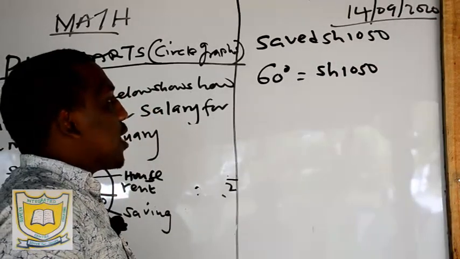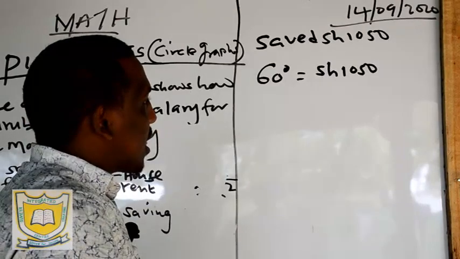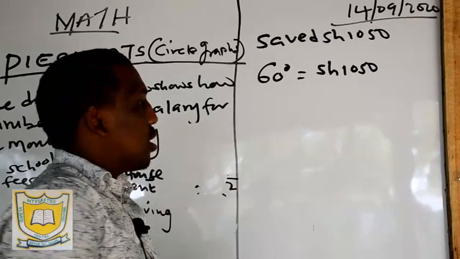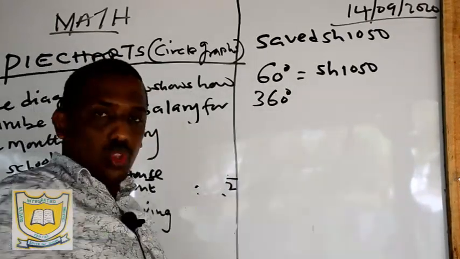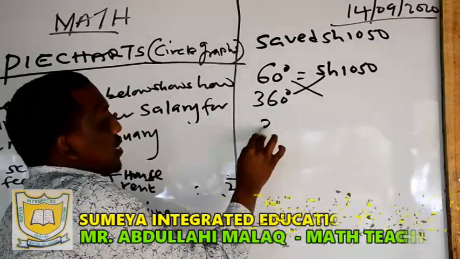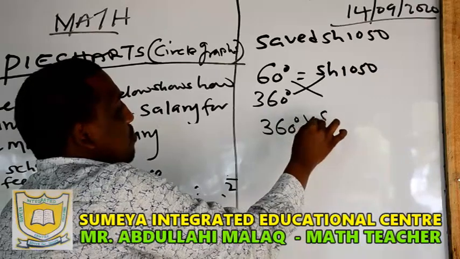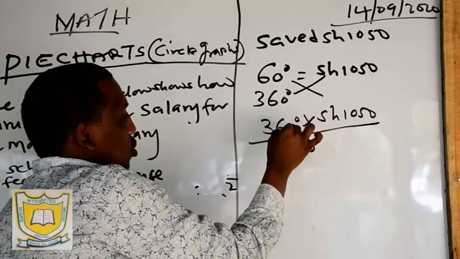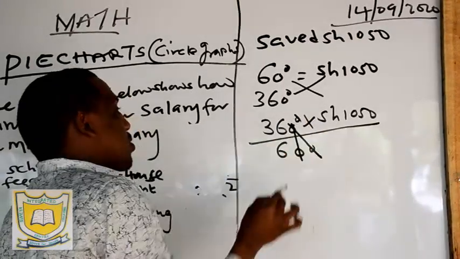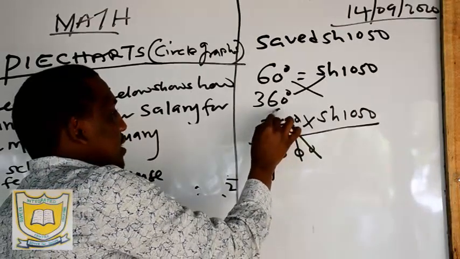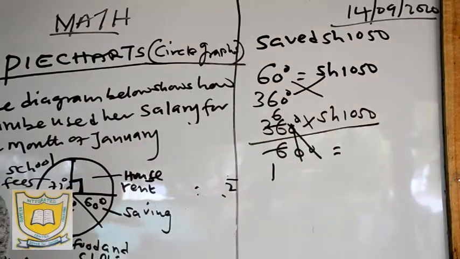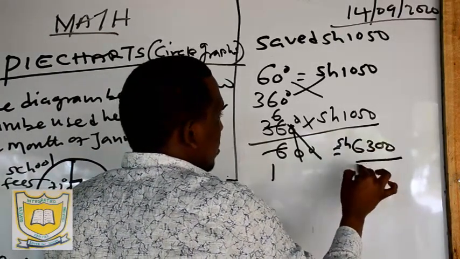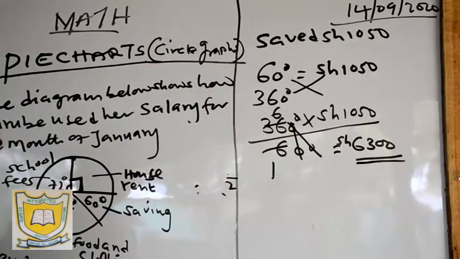Then you are asked what was her total salary. How do we get the total? The total degree for a pie chart is always 360 degrees. Whenever you are told total, that is 360 degrees. So we cross multiply: 360 degrees multiplied by shillings 1,050 over 60 degrees. The degrees cancel, 360 divided by 60 is 6, and 6 multiplied by 1,050 gives 6,300 shillings. That is the total amount.